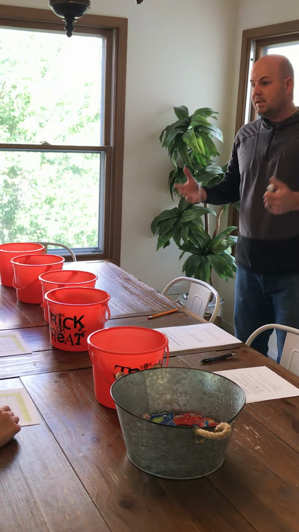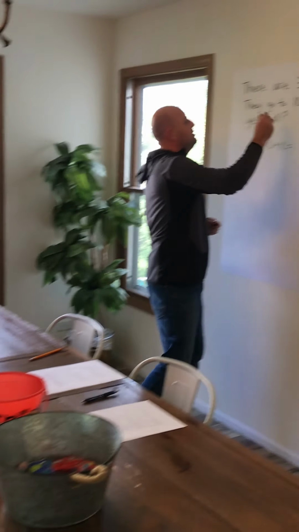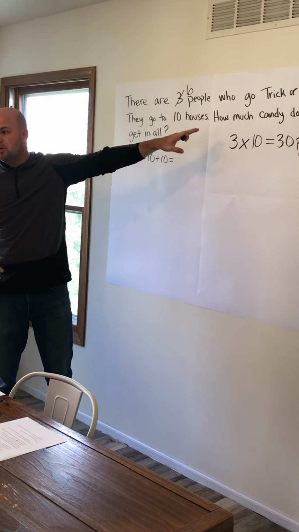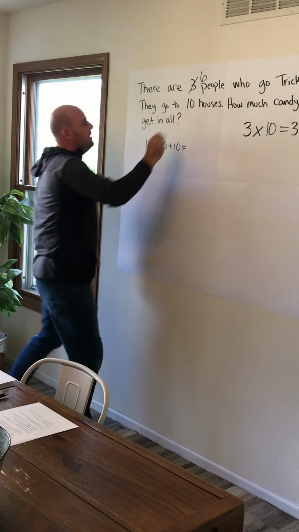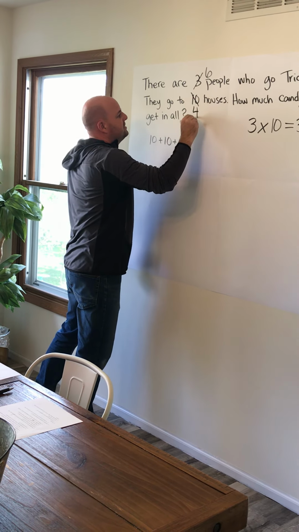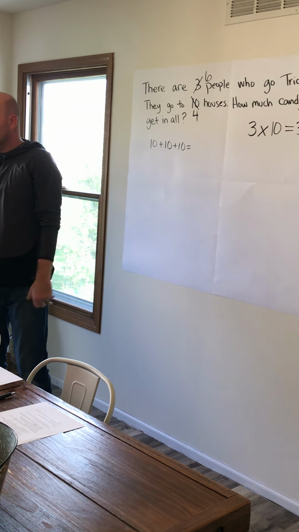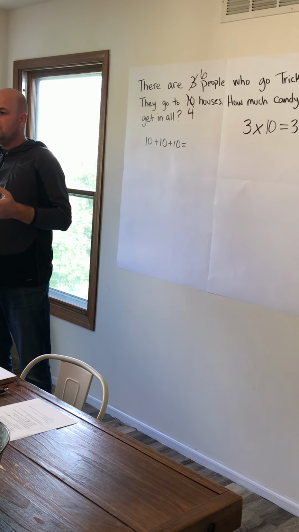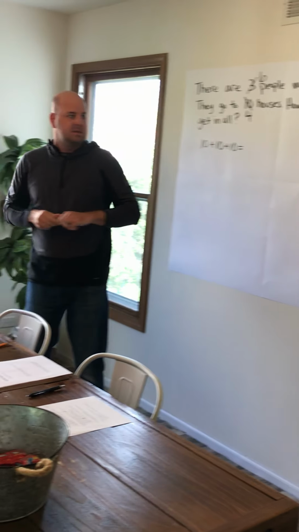So we got 6 buckets because we have 6 people going, okay? So let's change this number to a 6. There are 6 people who go trick-or-treating. And we're going to say we only go to 4 houses this time. It started to rain. Can you believe that? So we were only able to go to 4 houses.